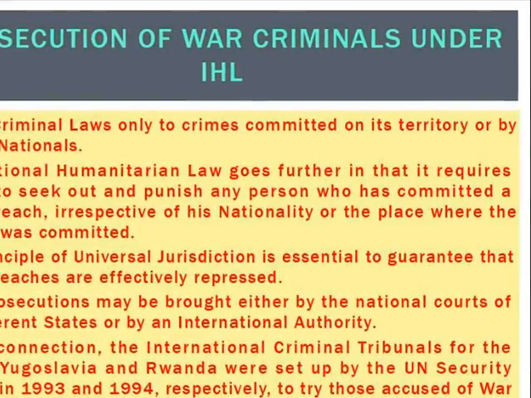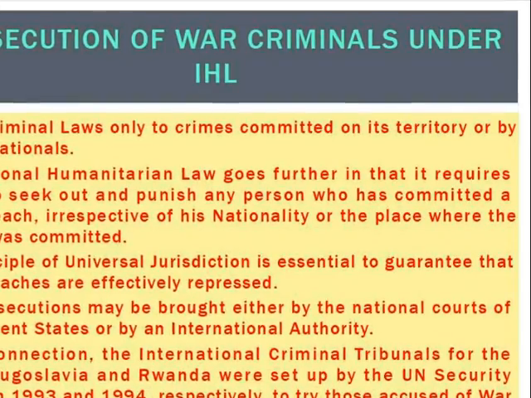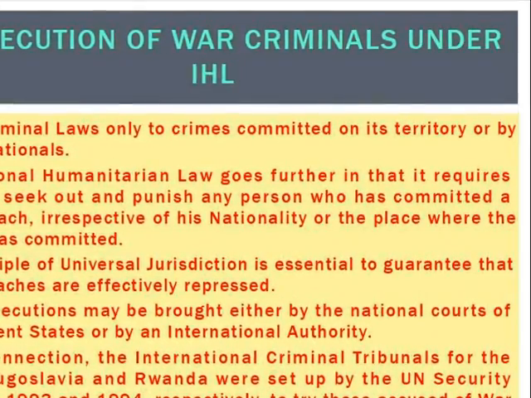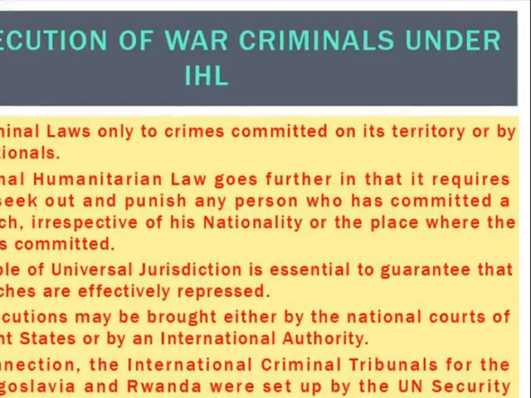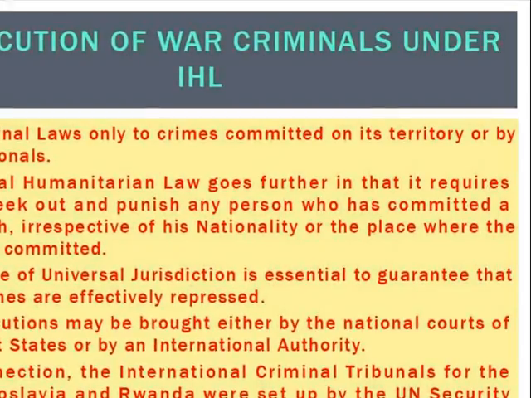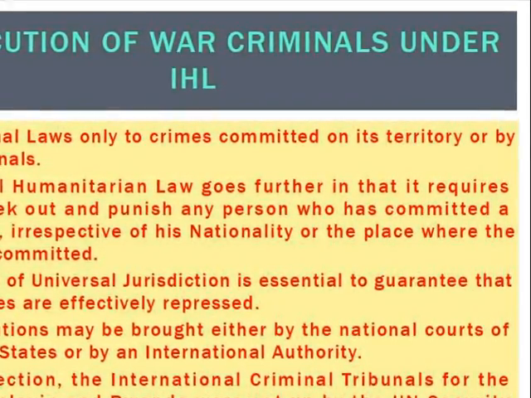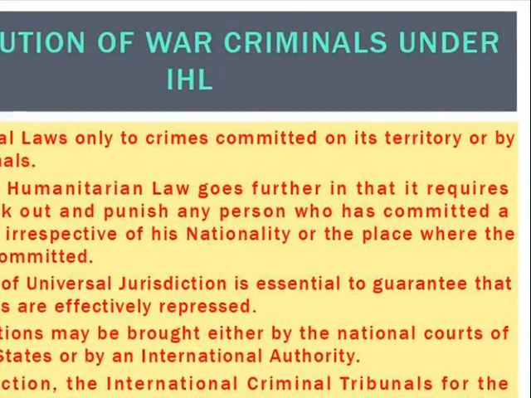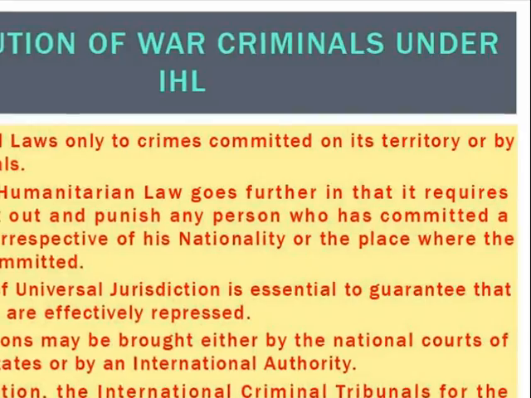Such prosecution may be brought either by the national courts of the different states or by an international authority. In this connection, the International Criminal Tribunals for the former Yugoslavia and Rwanda were set up by the United Nations Security Council in the years 1993 and 1994 respectively, to try those accused of war crimes committed during the conflict in those countries.